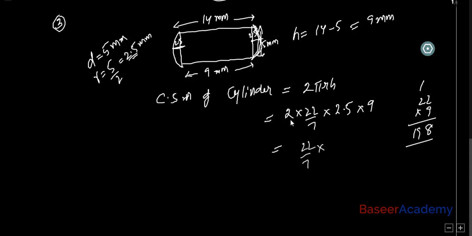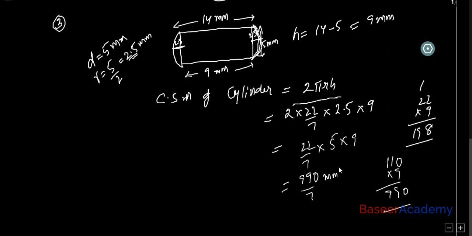22 by 7 into 2 into 2.5. 2 into 2.5 is 5 here. So 9 into 22 into 5, I'll just do it like this. 22 into 5 is 110. 110 into 9 is 990. So this will be 990 by 7 millimeter square. That's the CSA of the cylinder.